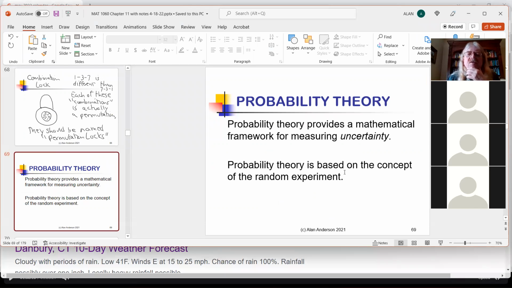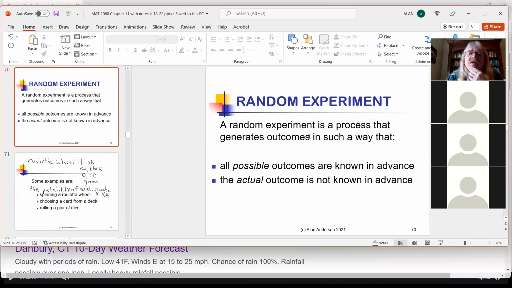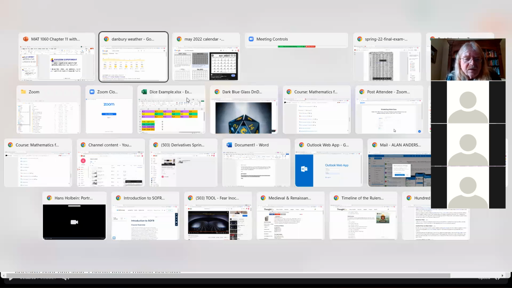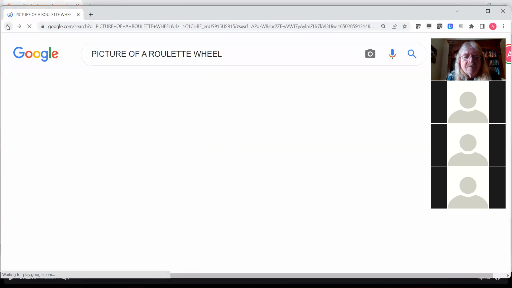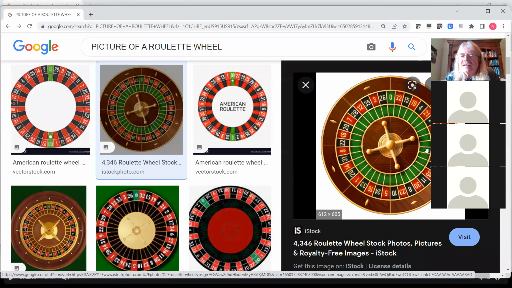Anyway, we're going to start out by introducing what's called a random experiment. A random experiment simply means a process is taking place where there are outcomes. The outcomes themselves are assumed to be known in advance, but the actual outcome itself is not known in advance. So in other words, we know what might happen, but we don't know what will happen. A classic example of this is the roulette wheel from Las Vegas.